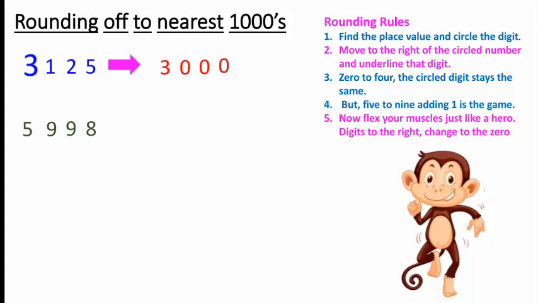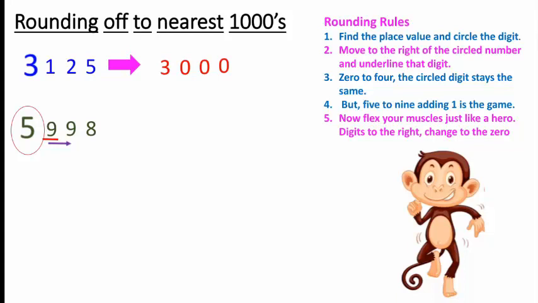It is 5998. Find the digit which is present in the thousands place. So it is 5. Understood? Place a circle for this digit. After that move to the next door digit and find it out. So the next door digit is 9. Again we can see that this underlined digit is equal to or greater than 5. Okay, so this underlined digit is greater than 5.